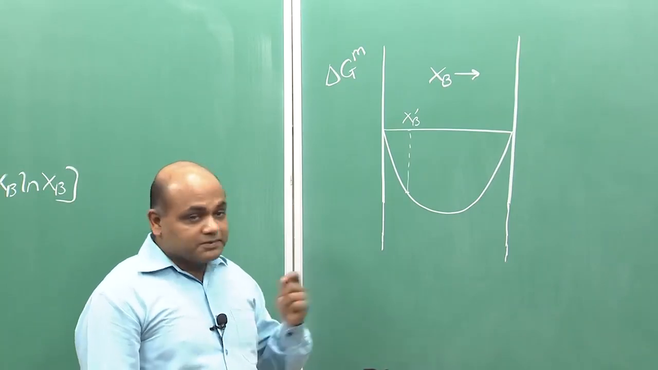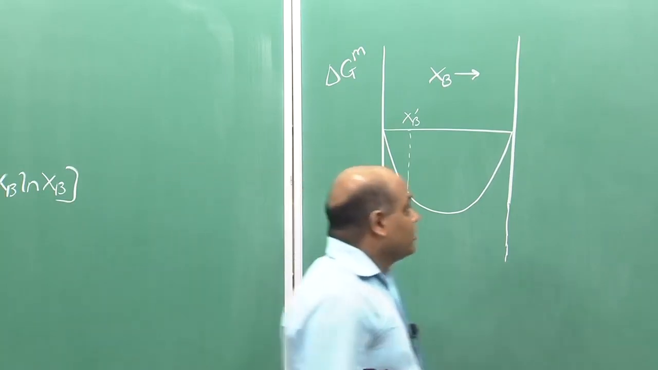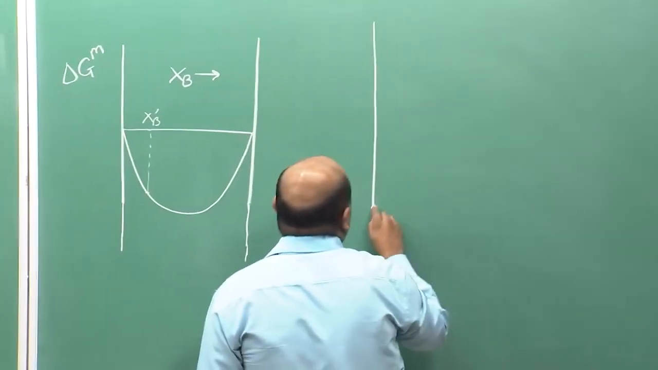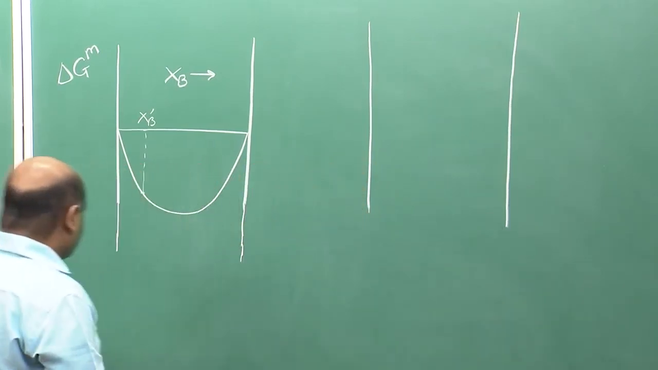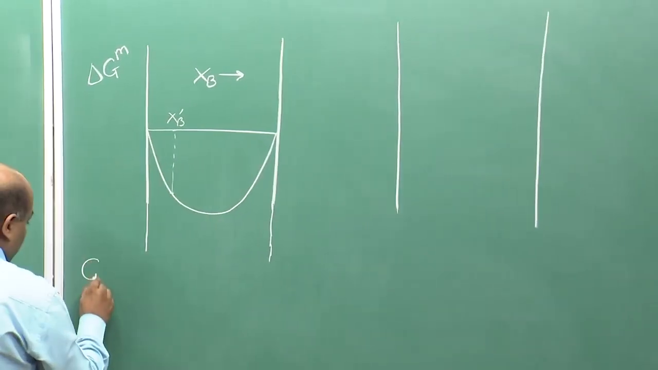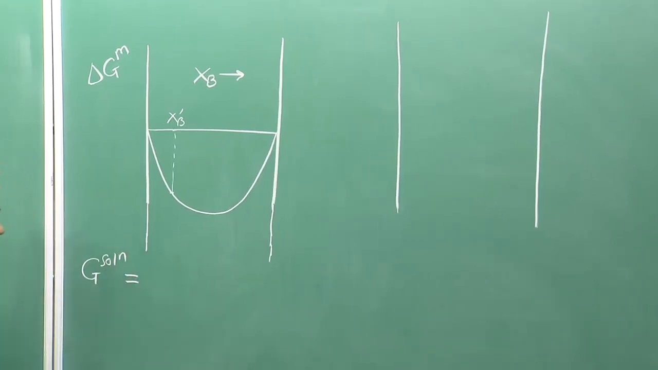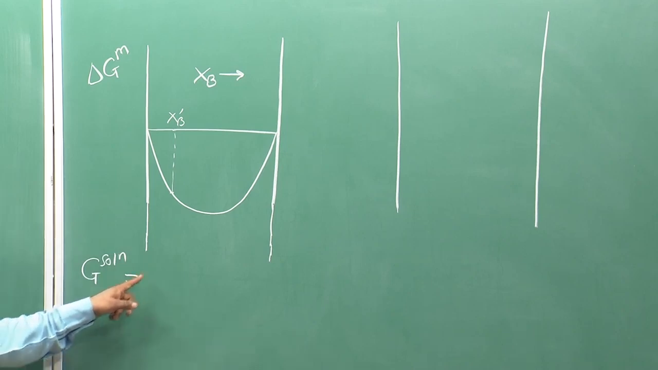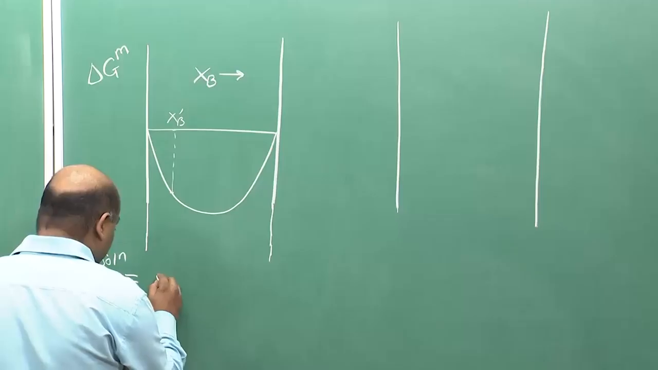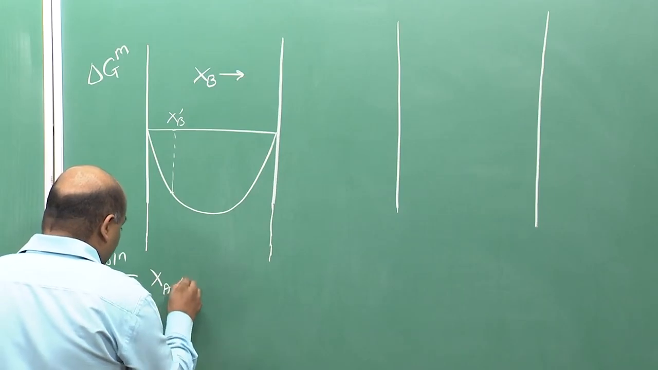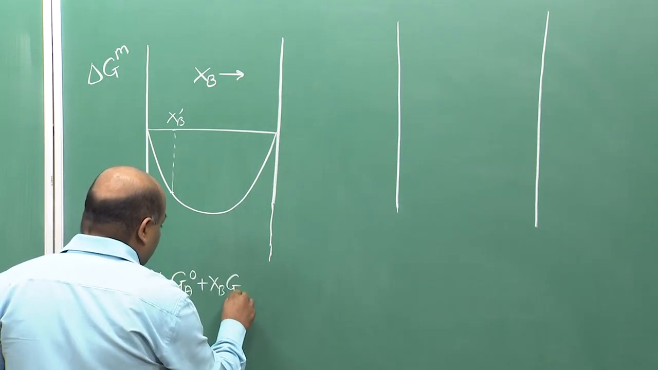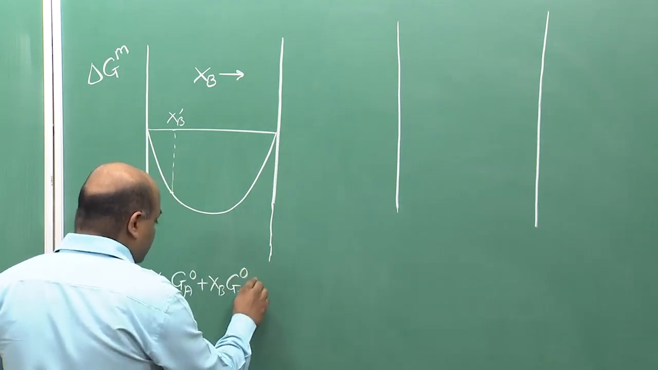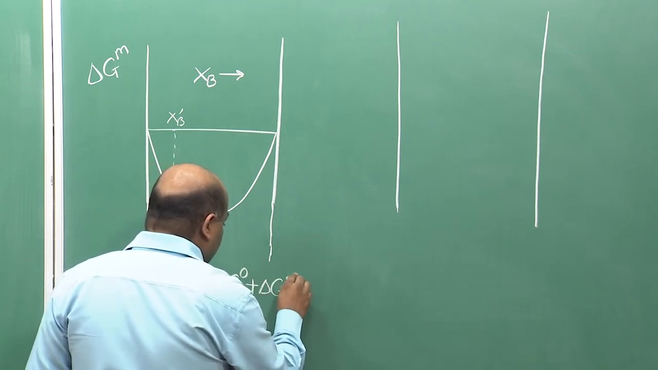What about the absolute Gibbs free energy of solution? So, if we draw absolute Gibbs free energy versus x B curve, how would it look like? G solution will be basically the total Gibbs free energy of the system before mixing plus the delta G m, right. So, the total Gibbs free energy before mixing will be x A G A 0 plus x B G B 0 plus delta G m.